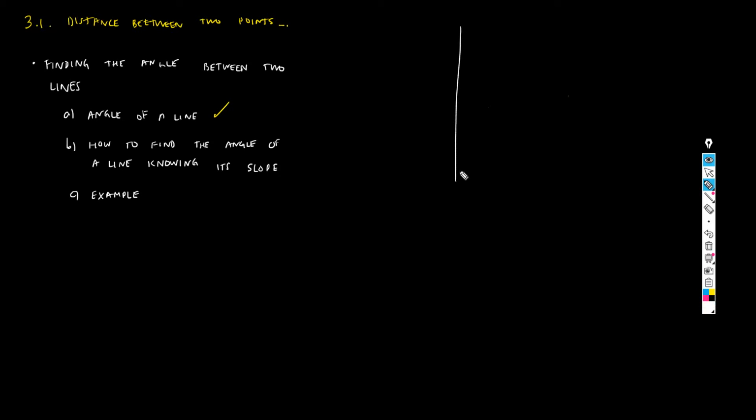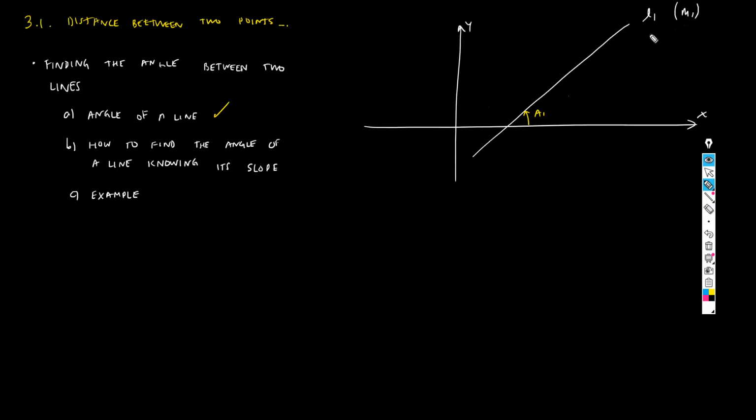One more time, let me draw a Cartesian plane. And first this example. Line 1 with its proper angle, angle 1. And I want to find this angle. What do I do? Okay, what you do is this, guys. You're gonna make use of the slope of this line, slope 1, M1.